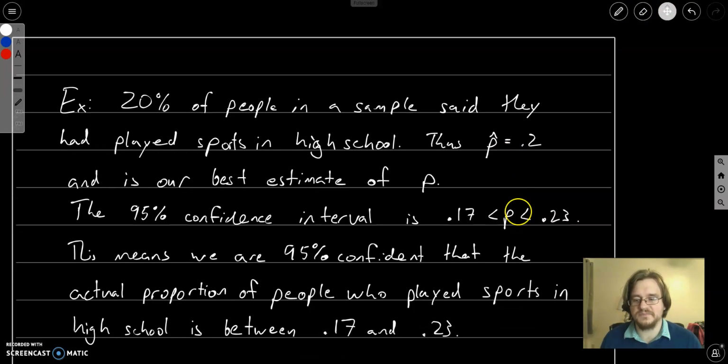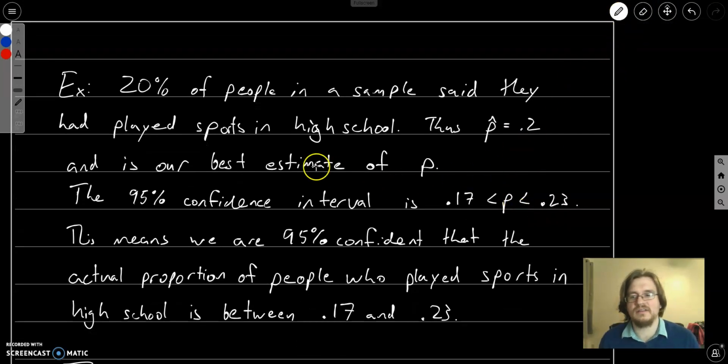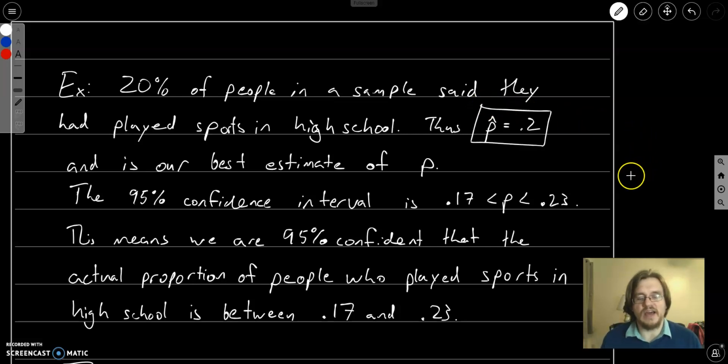Here's an example. Let's say that we go out and we take a sample of people and we ask if they played sports in high school, and we find that 20% of people say that they played sports in high school. So for our sample, we would have p hat is 0.2, meaning 20% of people in our sample played sports.